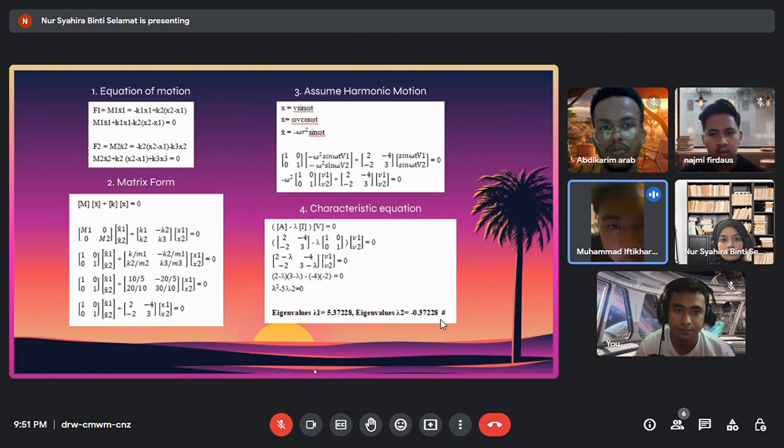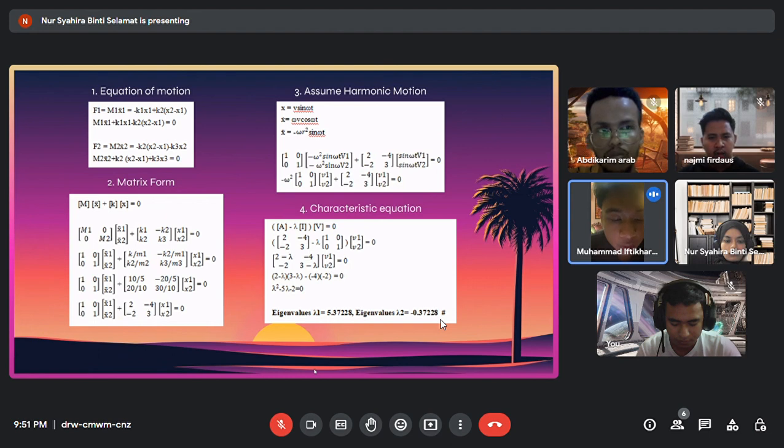Firstly, we do the equation of motion. For F1 we got M1 x double dot 1 plus K1 x1 minus K2 (x2 minus x1) equals 0. And for F2 we got M2 x double dot 2 plus K2 (x2 minus x1) plus K3 x2 equals 0. Next, we do the matrix form. We use the formula matrix M times matrix X double dot plus matrix A times matrix X equals 0, and we got that answer.